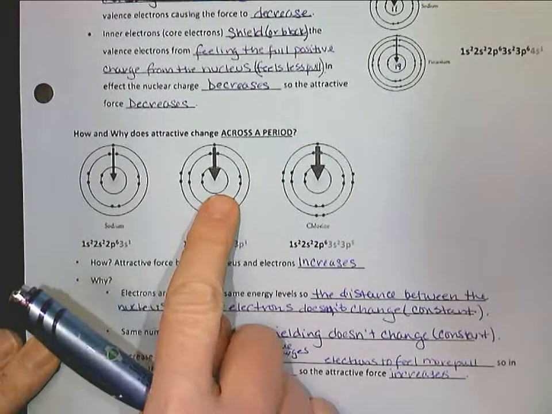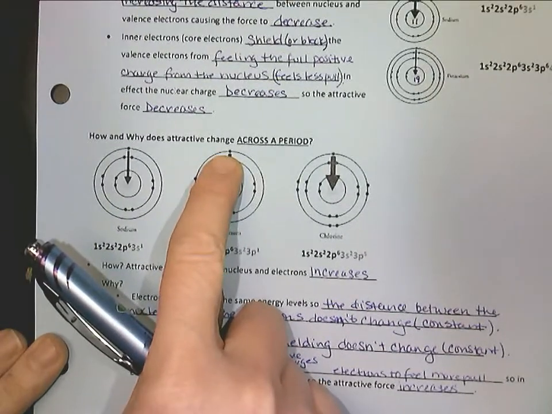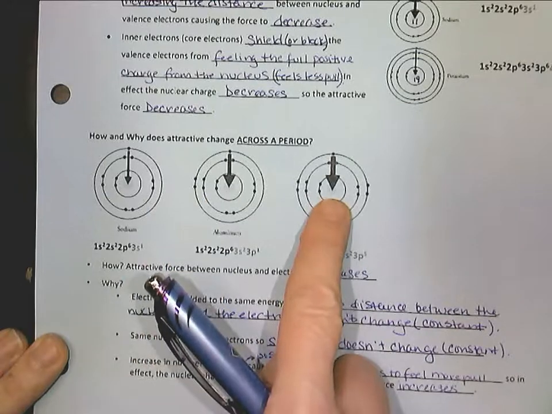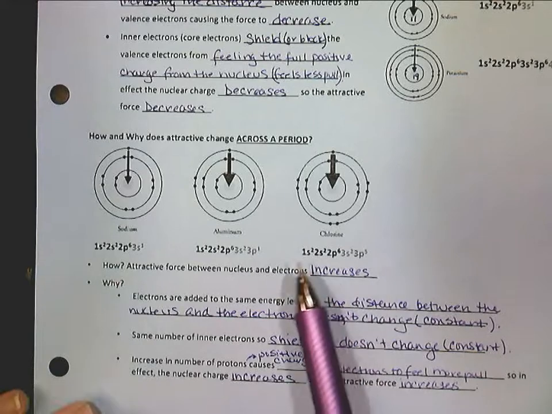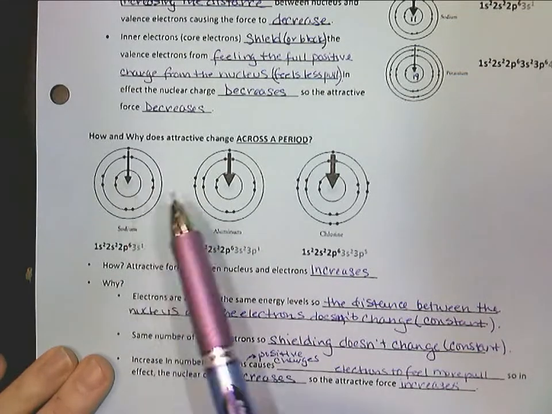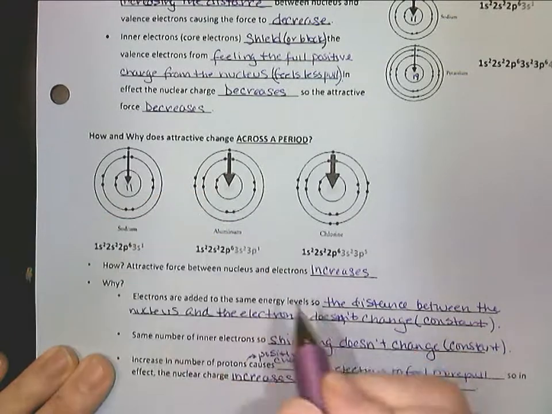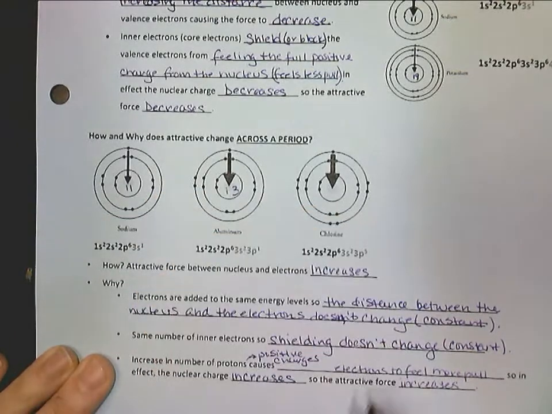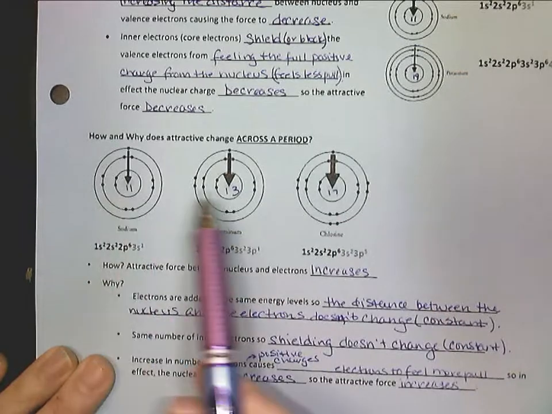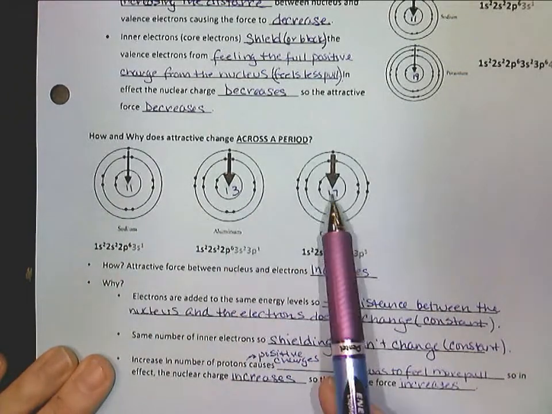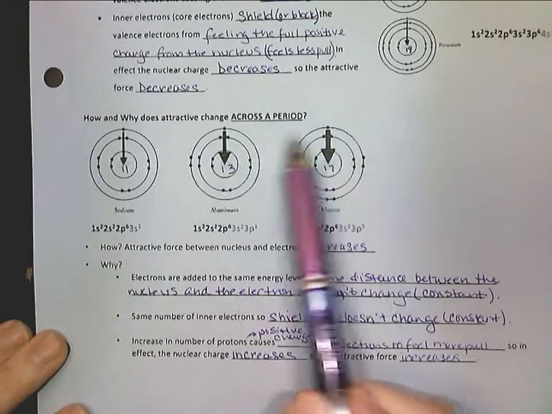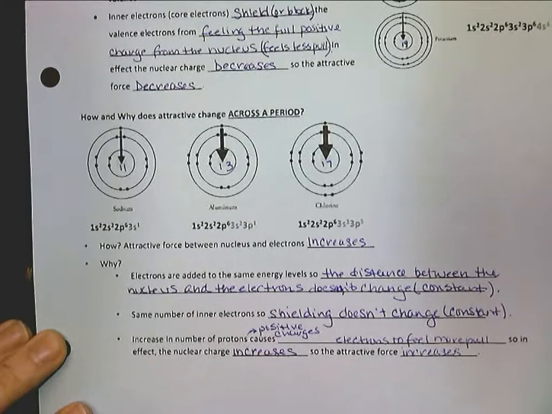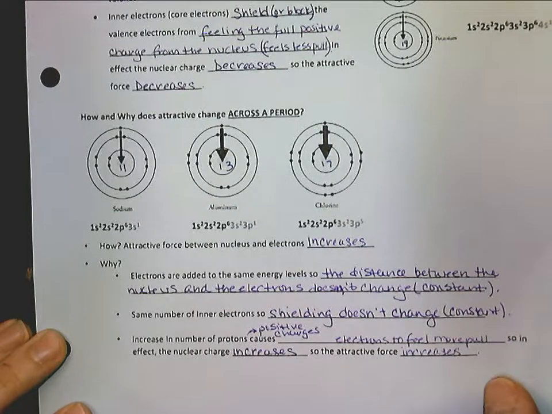So as the distance between the nucleus and the electrons stays the same, and the number of protons in the nucleus increases, 11, 13, and 17, the nuclear charge is also increasing, and therefore holding the electrons in the valence shell more tightly, resulting in an increase in attractive force between the nucleus and those electrons.